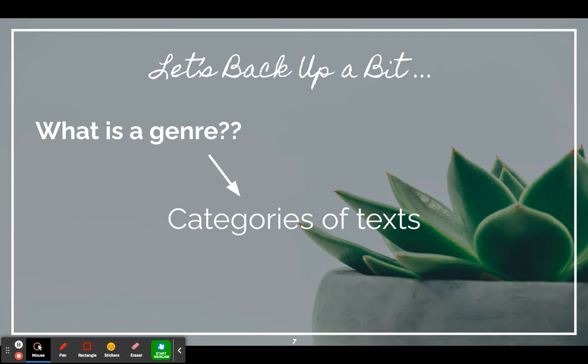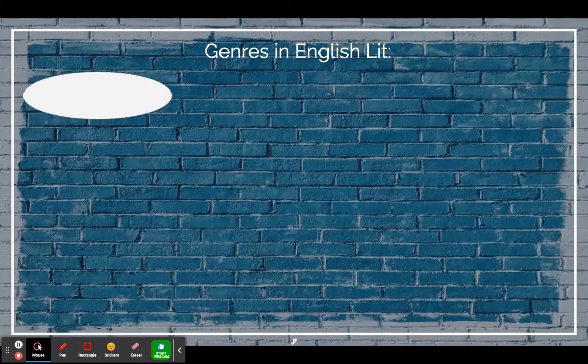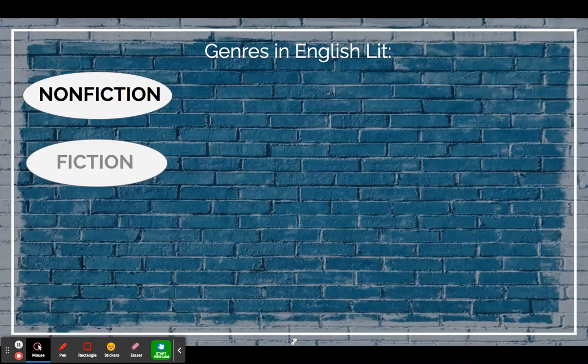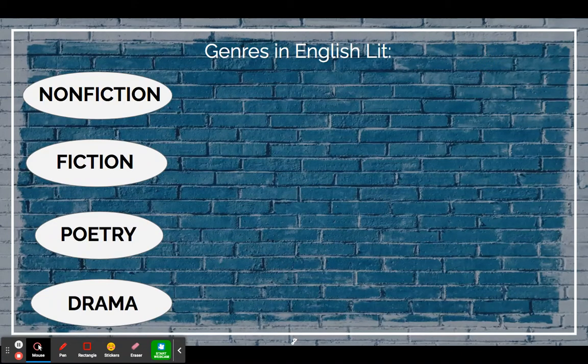When I was talking to you about the Libby app with the extra credit option, I showed you that you can change what you're looking at when you want to find books. You can search by genre, which is by a category of a text. There are many, many different genres in writing and things that you can read, whether they're books or other stuff. But the big four in English classes in particular are nonfiction, fiction, poetry, and drama.